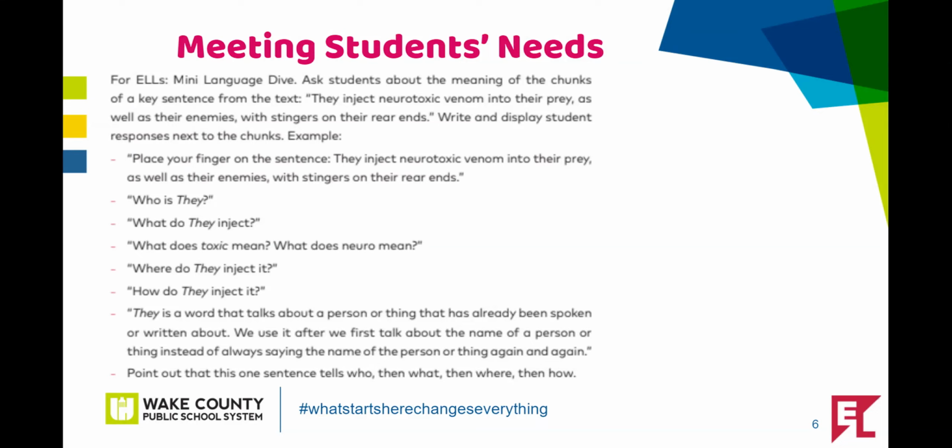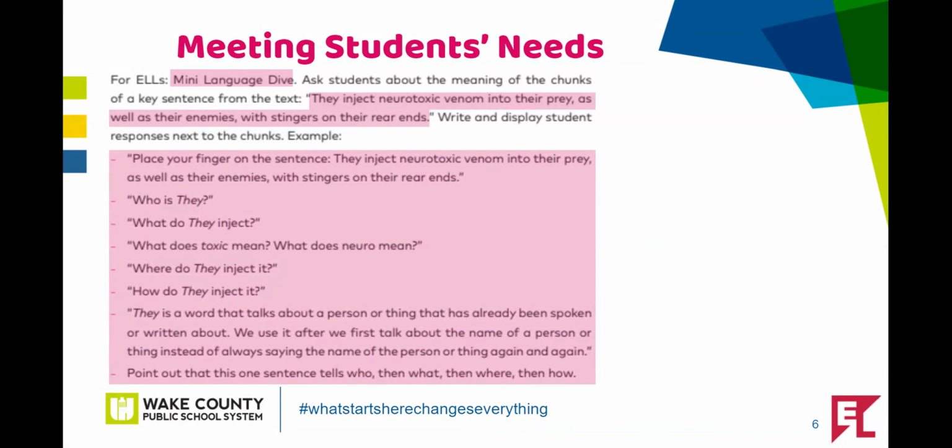Effective differentiation is built on a foundation of engaging, relevant, student-friendly learning targets that clearly define expectations for learning. These learning targets remain consistent amongst all students in the classroom, regardless of the differentiation presented to the learner. EL promotes the practice of differentiating the process through which students may arrive at the learning targets instead of modifying the target itself. For example, a teacher may choose to have a mini language dive of the key sentence from the text: "They inject neurotoxic venom into their prey as well as their enemies with stingers on their rear ends." Talk about the meaning of the parts of the sentence by asking guiding questions.